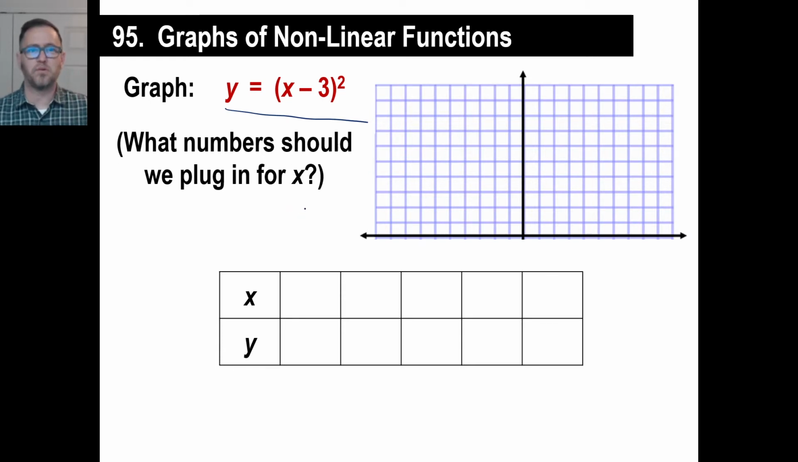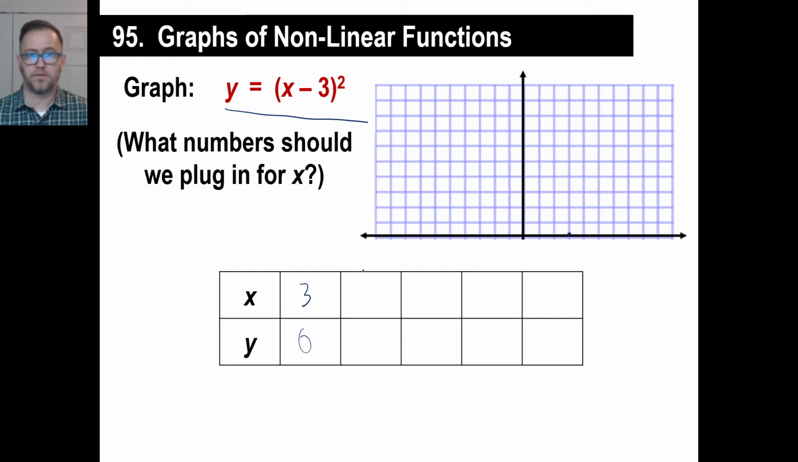First off, what numbers do you think we should plug in for x? It's up to you, but I'd make this as easy as possible for myself. In fact, I would do 3 right away, because if x is 3, then 3 minus 3 is 0. 0 squared, boom, there's a point, right? So 1, 2, 3, and 0, okay?